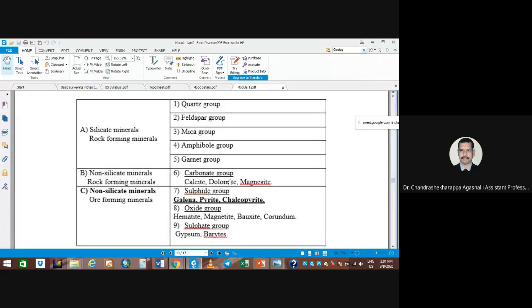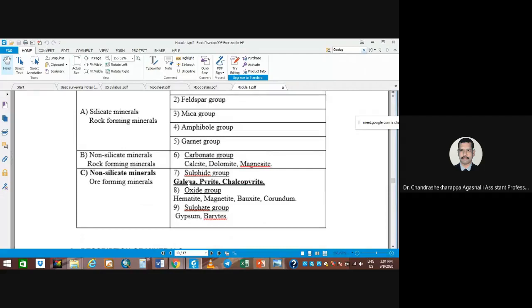cement. Among sulfides, galena is an ore of lead, for the manufacturing of lead, and pyrite is used for the manufacturing of sulfuric acid. Chalcopyrite is an ore of copper, used for the manufacturing of copper. Now the oxide group of minerals: hematite and magnetite are mainly raw materials for the manufacturing of iron and steels, and bauxite is an ore of alumina, for the manufacturing of aluminum. This is all the oxide group of minerals.